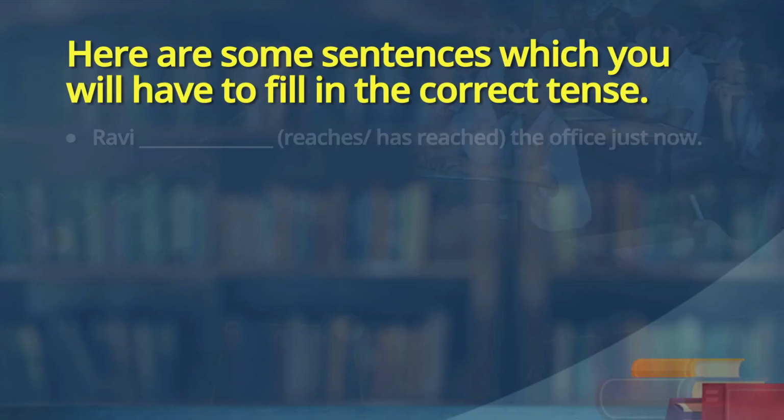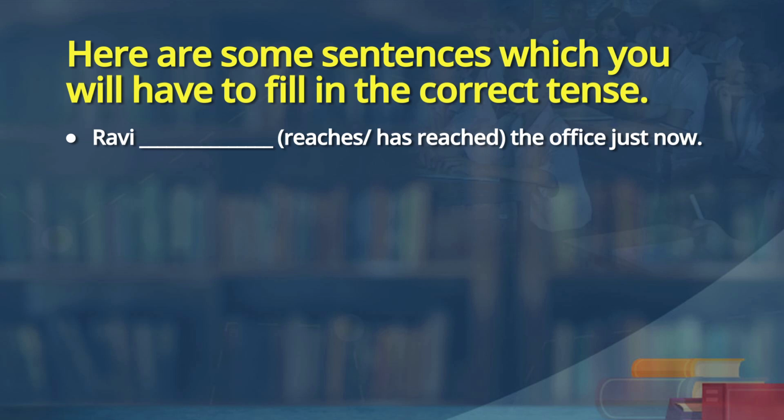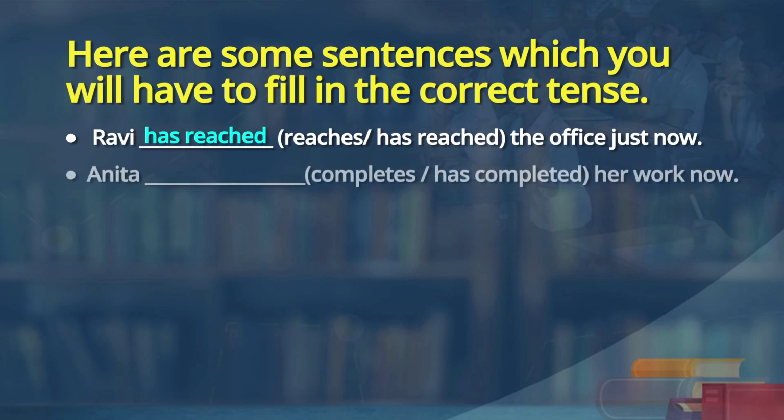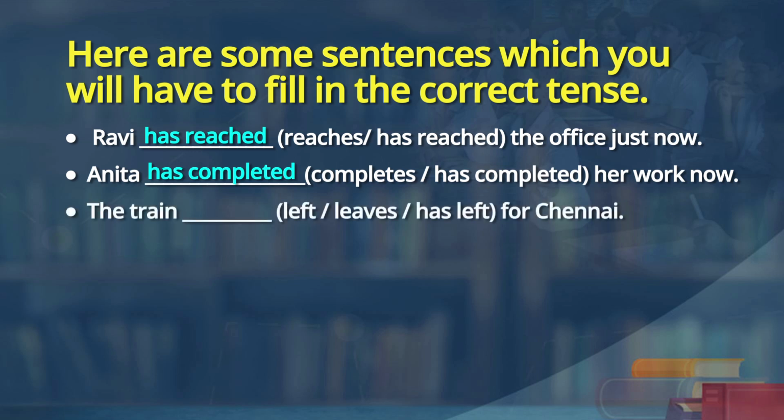Okay. Yes, now, sir. I am going to read out the sentences for you. You will have to fill the blanks with appropriate usages. Ravi reaches or has reached the office just now. Ravi has reached the office just now. Anita completes or has completed her work now. Anita has completed her work now. The train left or leaves or has left for Chennai. The train has left for Chennai. And just now, okay?